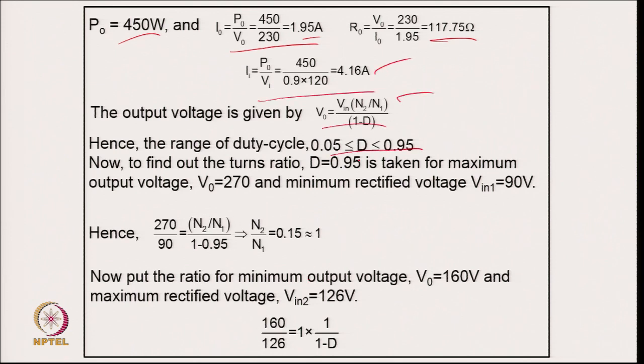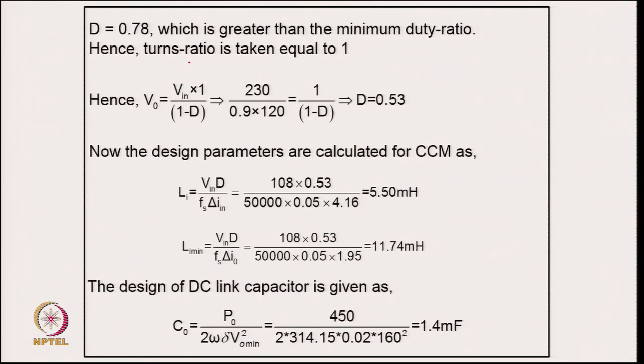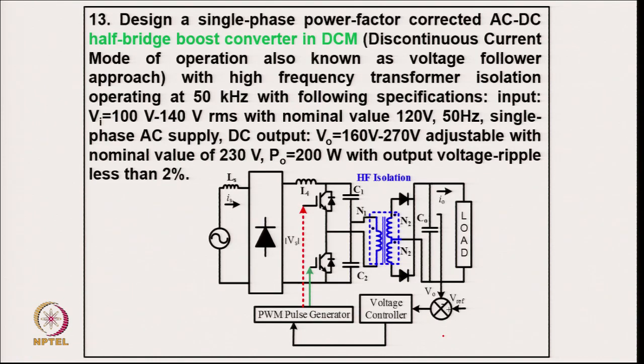this relation, keeping a duty cycle, we can get a turns ratio 1, and putting the value we get the typical duty cycle 1.5 and output voltage corresponding to 5.3, and the inductor for minimum and maximum it comes 5.5, 11.74, and a capacitance value of 1.4 millifarad from the second harmonic relation corresponding to that.